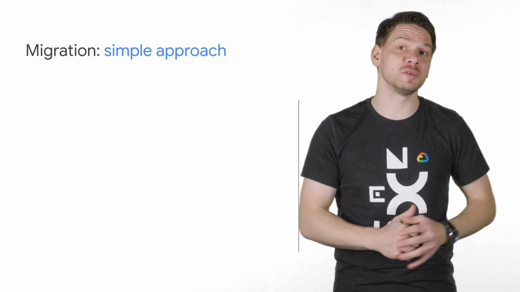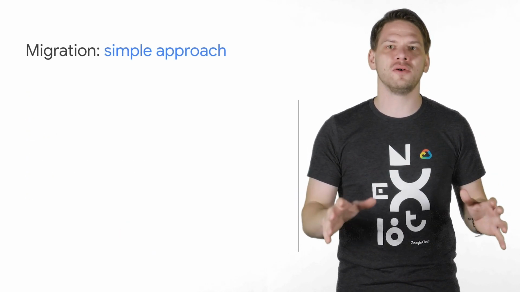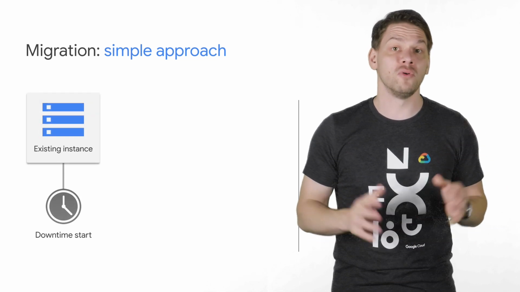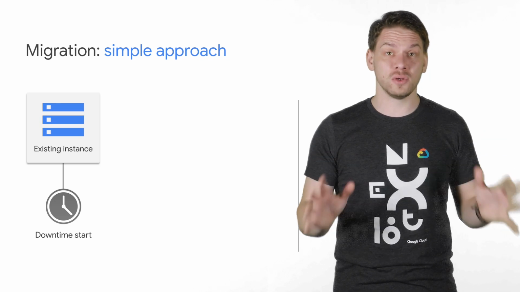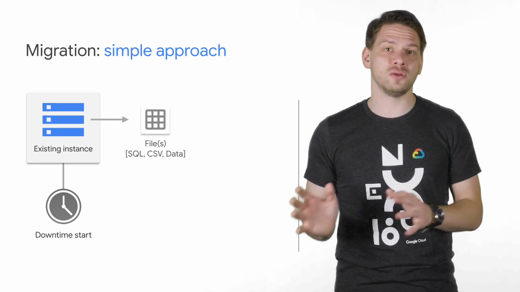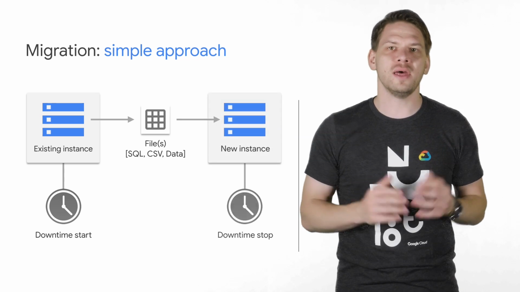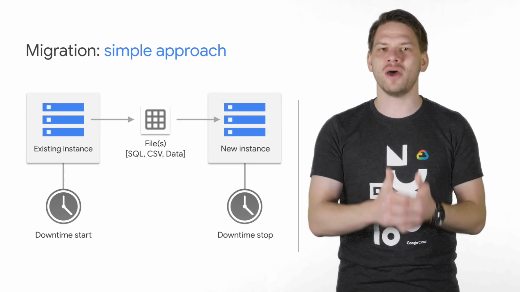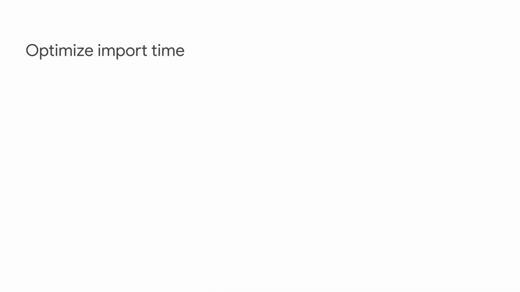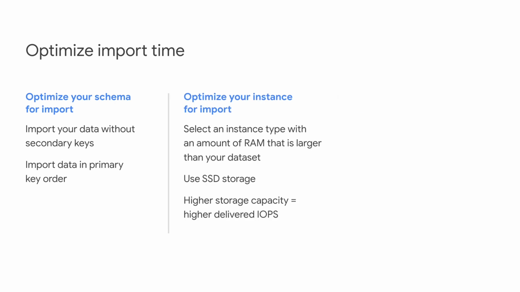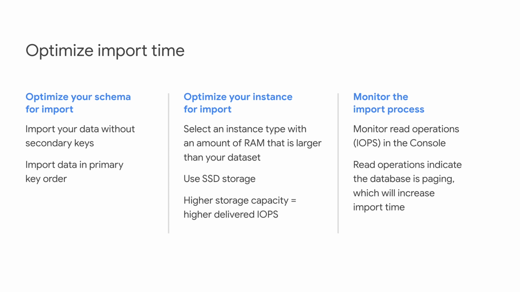Now, from a more practical perspective, it's important to ask yourself whether or not your database can handle downtime during a migration process. For example, if you can stop writes to your existing database, export your data to a resource like cloud storage, and then import into your new database, then this is going to be a less complicated and rather straightforward process. To speed up offline migration, the talk touches on a couple of performance hacks you can do. In short, optimize your schema, choose powerful instances for your import, and monitor progress to adjust along the way.